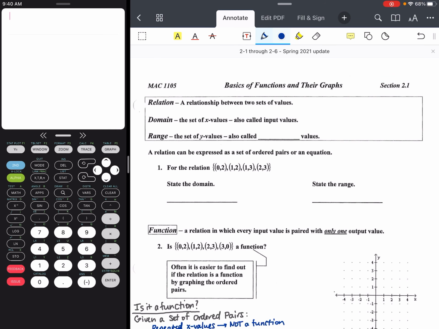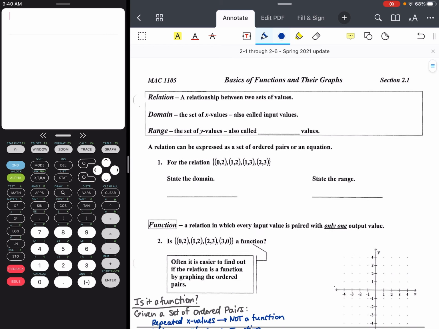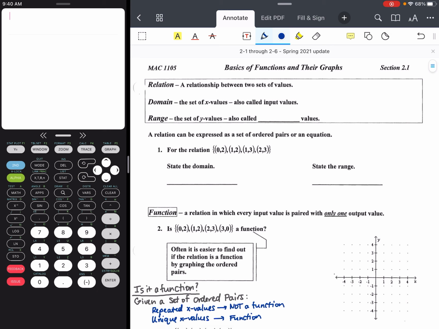All right, so we're going to be talking about basics of functions and their graphs. And before we discuss functions specifically, we want to set up a few definitions. So first we've got a relation, which is a relationship between two sets of values.